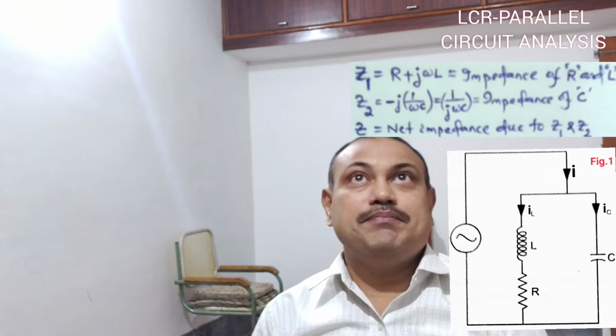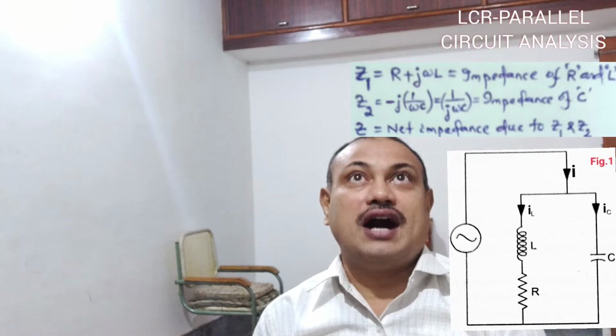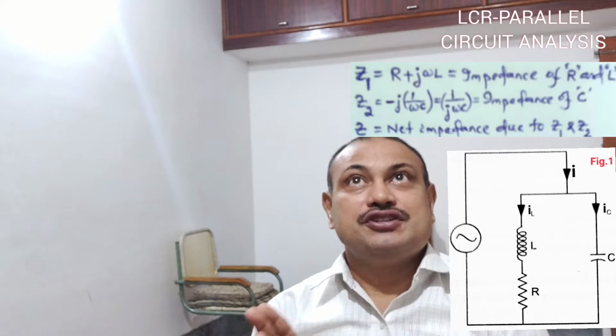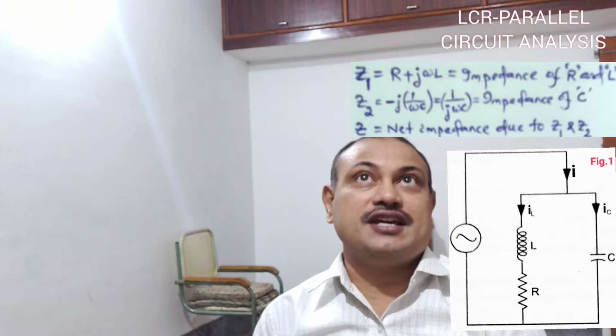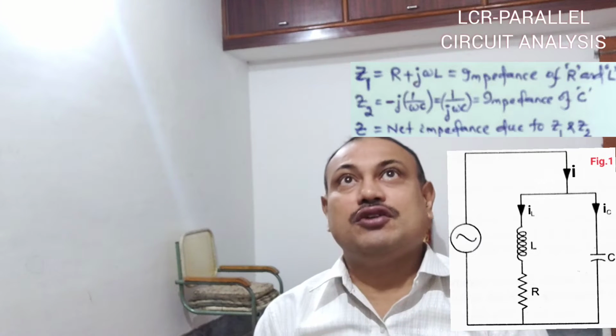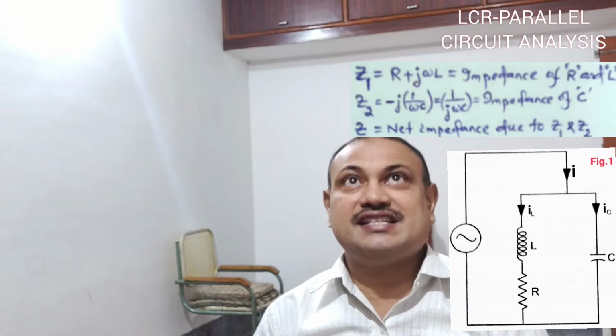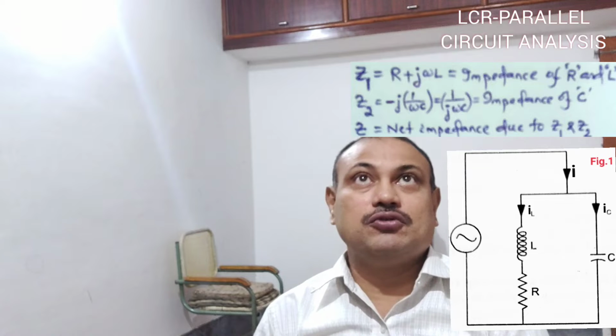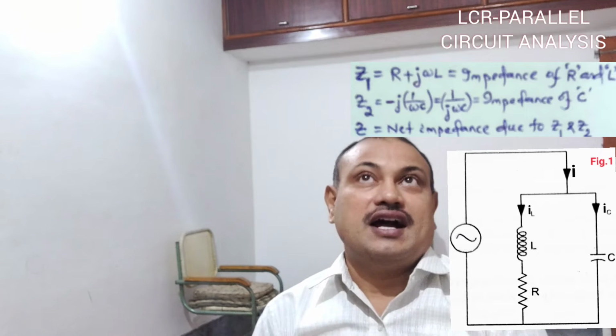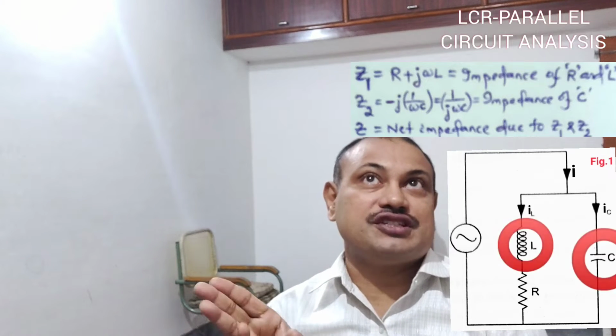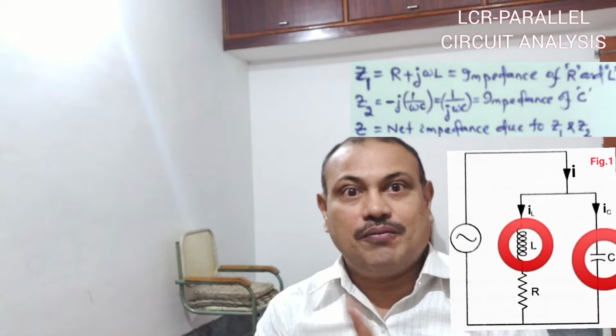Now in the analysis, if you look at circuit number 1, then Z1, which is the impedance of the resistor and inductor, can be written as R plus j omega L. Z2 is the impedance of the capacitor, which can be written as minus j times 1 upon omega C, that is, 1 upon j omega C. Obviously the negative sign ensures here that XL and XC are opposite in phase.